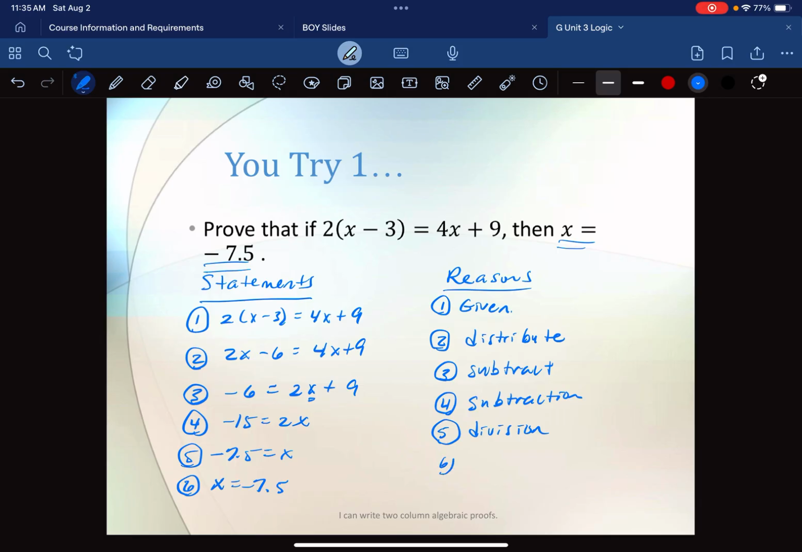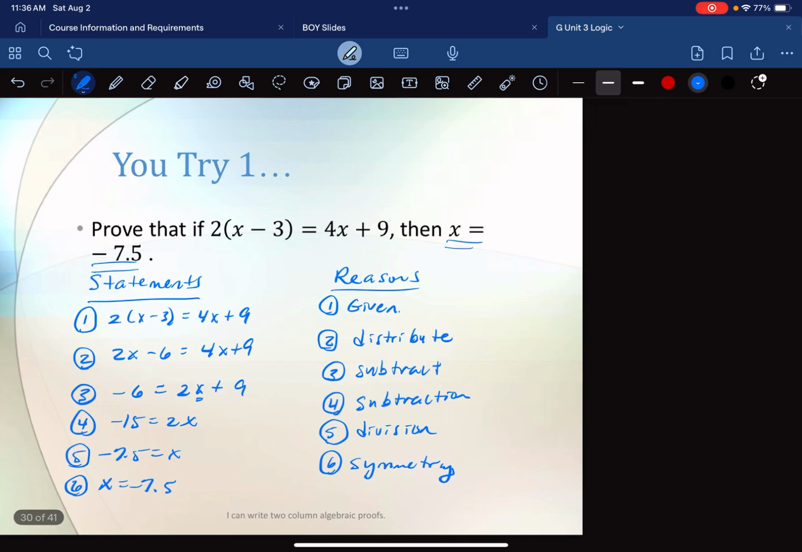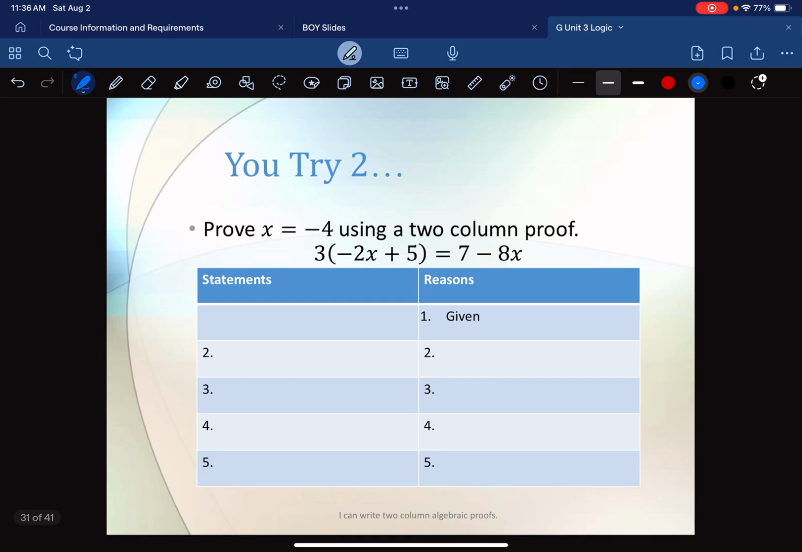And what allows me to switch two things around? Symmetry. Remember, you can switch the order of two things. That's where that symmetry property comes in. All right, here I gave you the table. You give it a try and come back and check and see how you did.